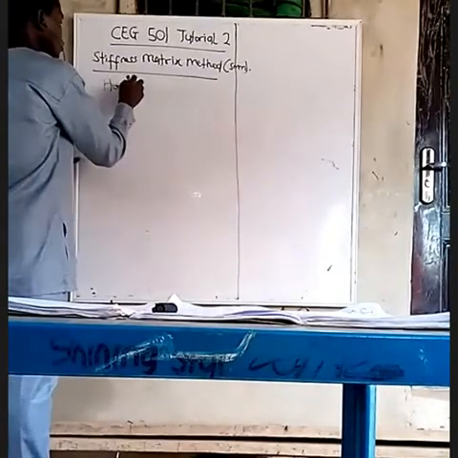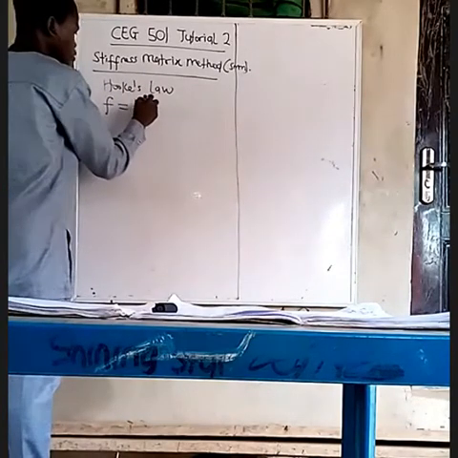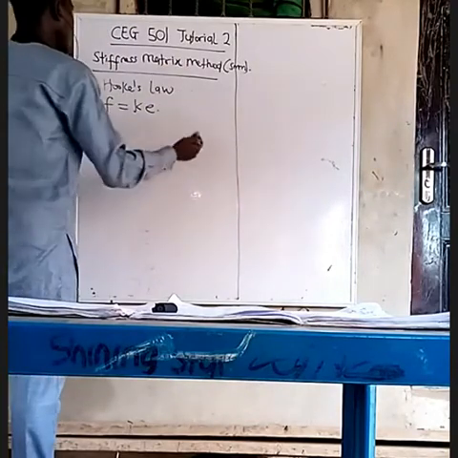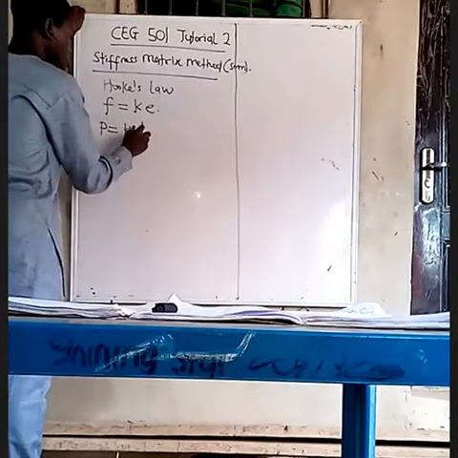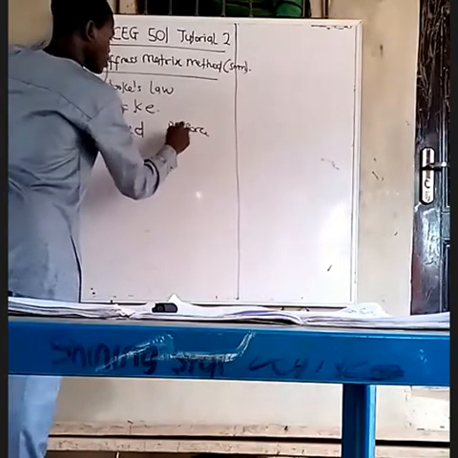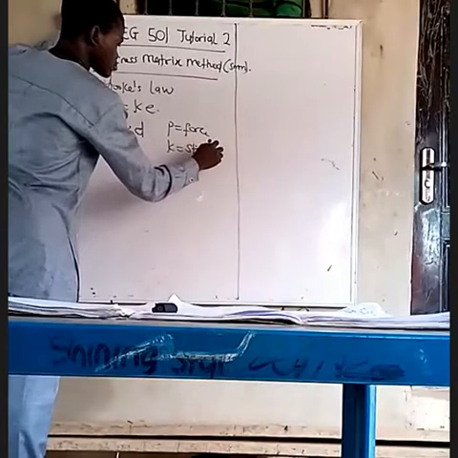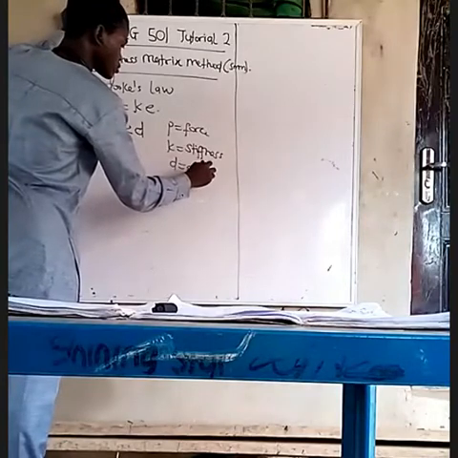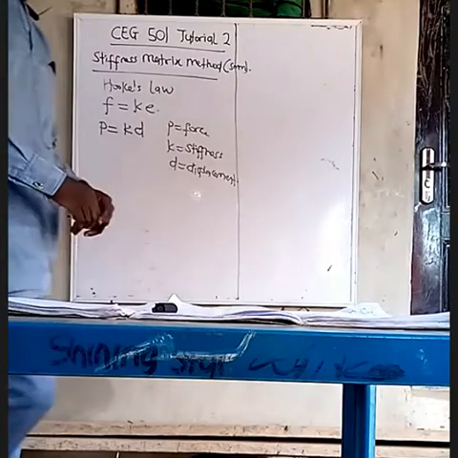So if we have any material from Hooke's law, we know that F is equal to what? KE. Now, when we are taking it and we are applying it, it is the same thing as P is equal to what? KD. Our P is the force, K is the stiffness, and D is the what? Displacement.